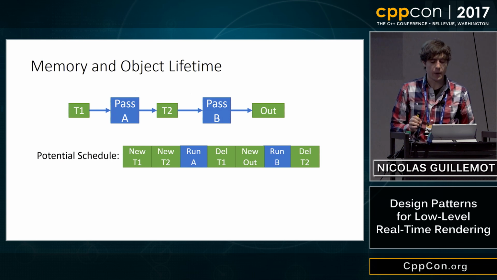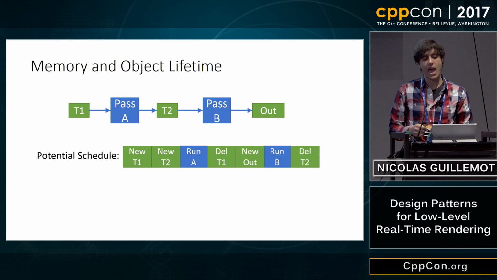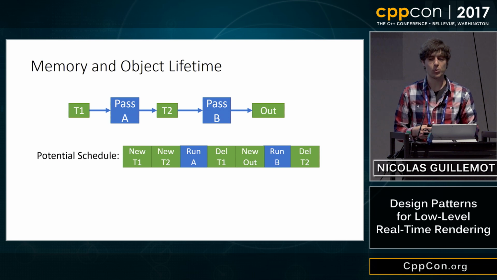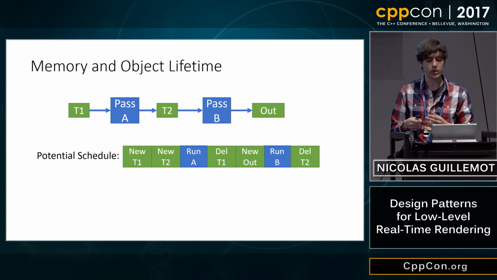But moving on, so then before running B, we have to make sure that the output is also allocated, so make sure that that memory is available, and then run B. And finally, we can delete the texture 2 because it's no longer necessary, and we have the final output.